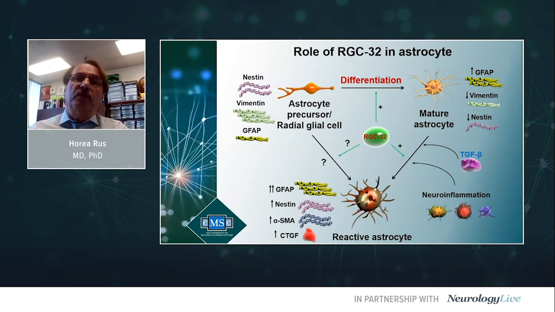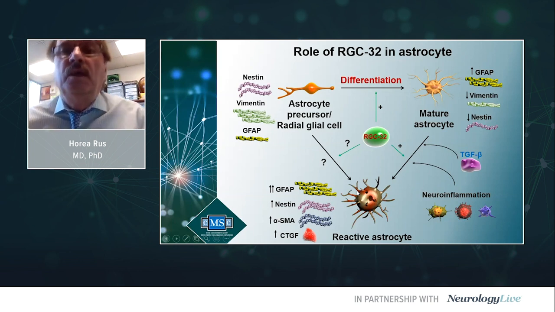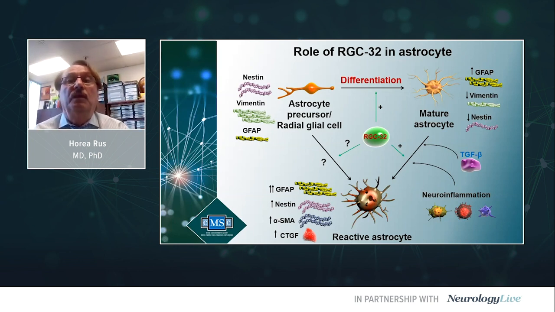If we put everything on the drawing, we can say that astrocytes, acute cells, require RGC32 to become mature astrocytes, and then to really become reactive astrocytes, which are the hallmark of the gliosis in EAE and multiple sclerosis.